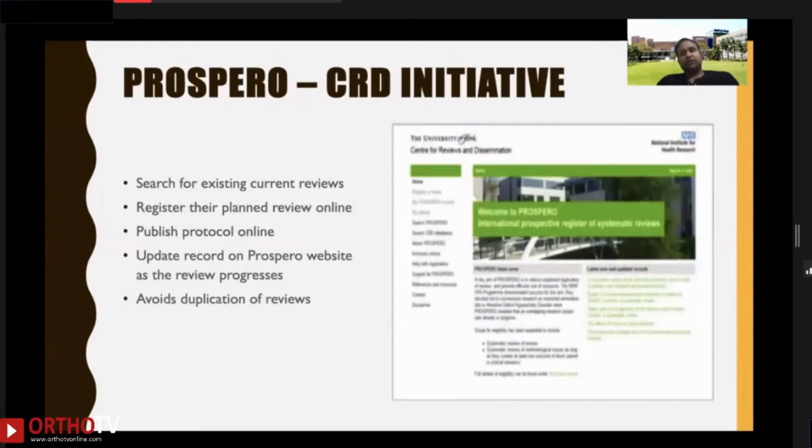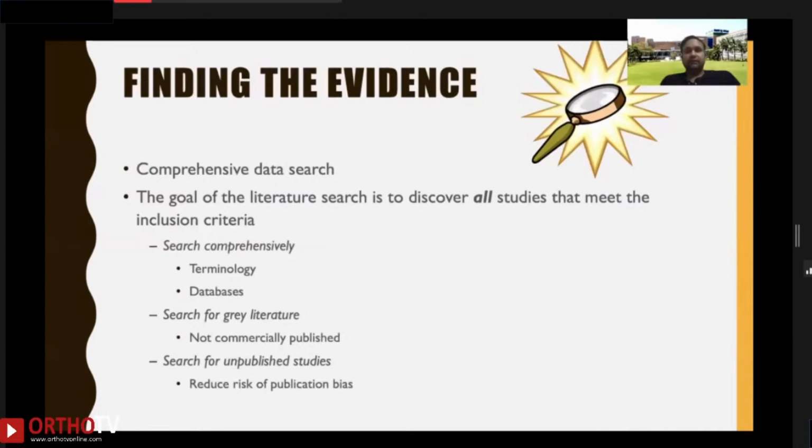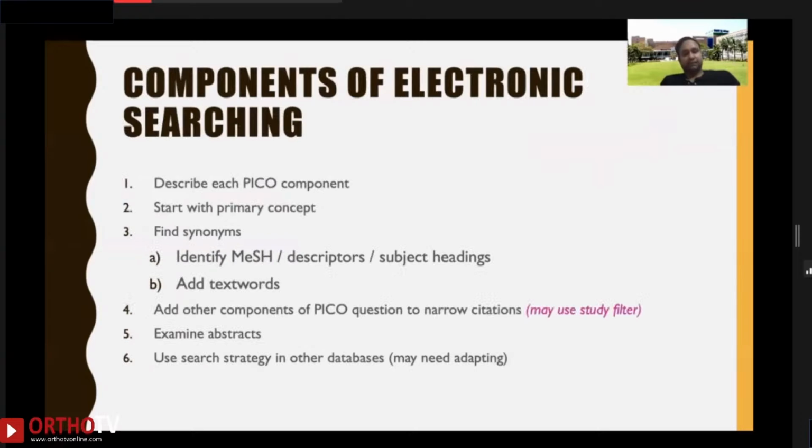So you have to register your systematic review protocol, and this can basically avoid the duplication of the reviews. It can guide whether an ongoing systematic review is there or not. And then you look for the evidence. You do the literature search depending upon the terminologies and the databases which you have. You also search for gray literature, we will just discuss it, and you also look for the unpublished studies.